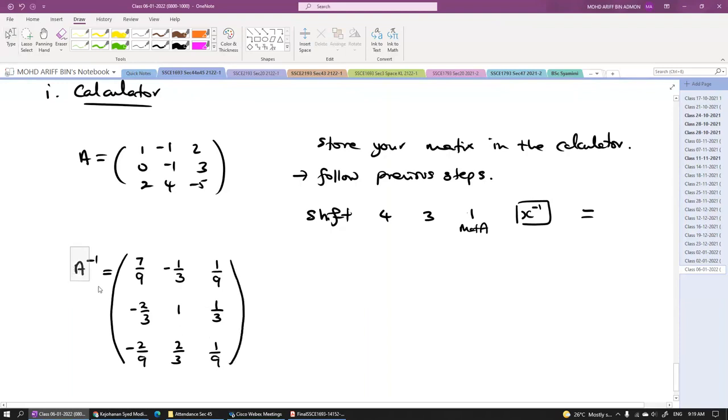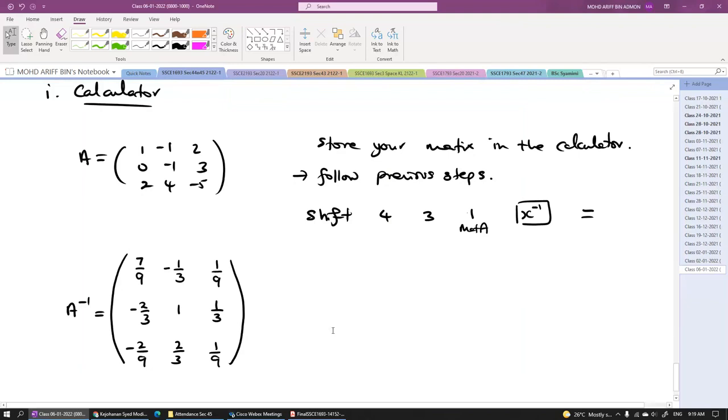Okay, so this is your inverse matrix. And remember, during the exam, normally you have to calculate your inverse matrix manually. But you may compare your final answer using your calculator. Calculator just for checking. If they ask you to calculate the inverse using specific techniques, you have to follow that instruction.